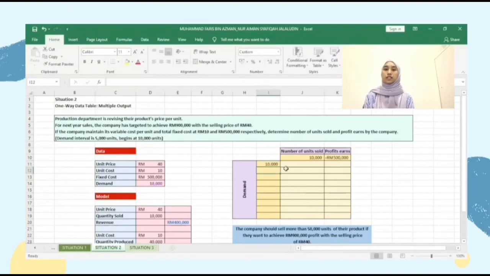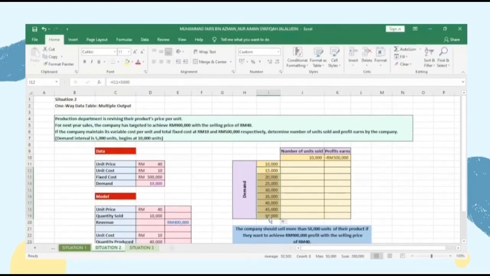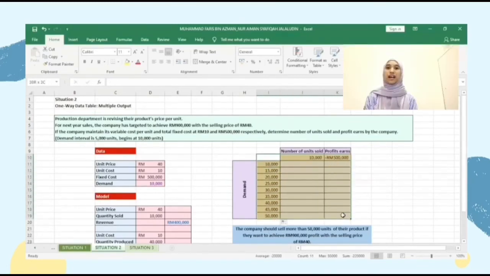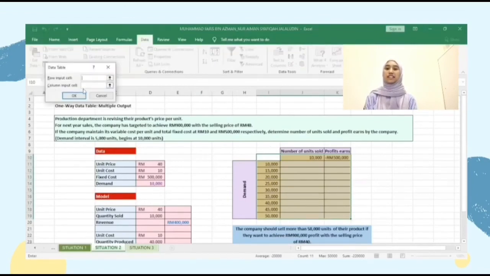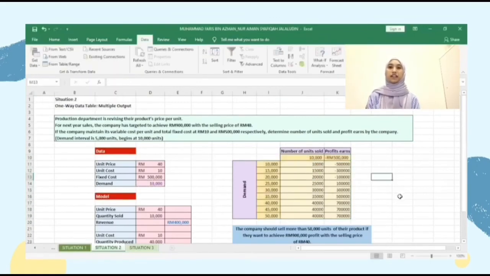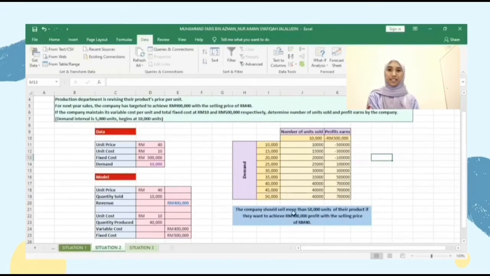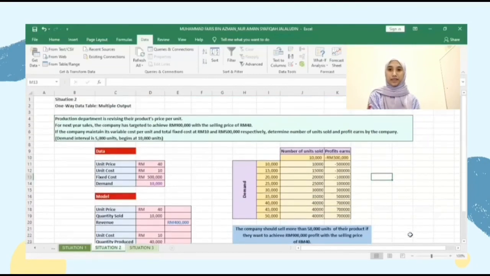For the first column, type 10,000 units. Next, equal, click 10,000 here, and then plus 5,000 and click enter. Then double click to copy the formula. Highlight from I10 until K19, go to data, and then click what-if analysis and click data table. At column input cell, click the demand which is 10,000 units and enter. The company should sell more than 50,000 units of their product if they want to achieve 900,000 ringgit profit with the selling price of 40 ringgit.